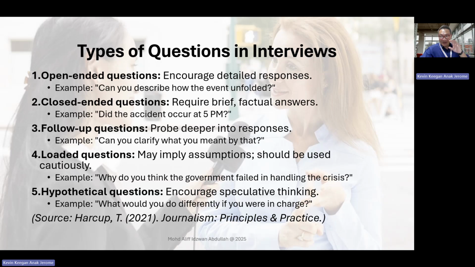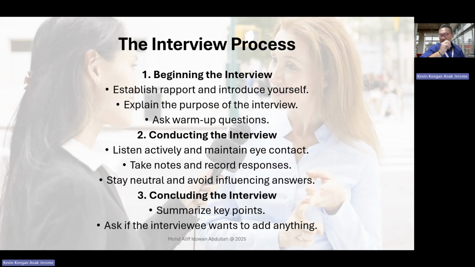Hypothetical question. When you put that question out, the person you interview might be a bit reserved. Reserved means he or she doesn't want to expose so much, or just wants to stay neutral on the issue happening in the world today. So you must be sensitive to the issue happening.